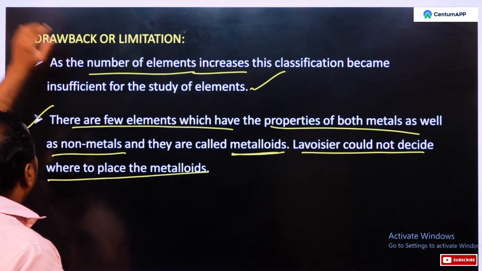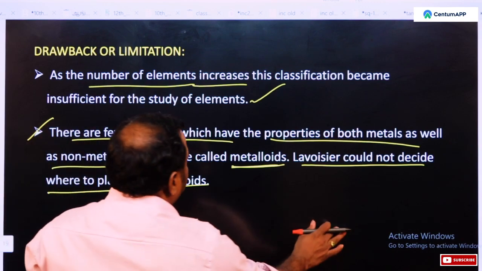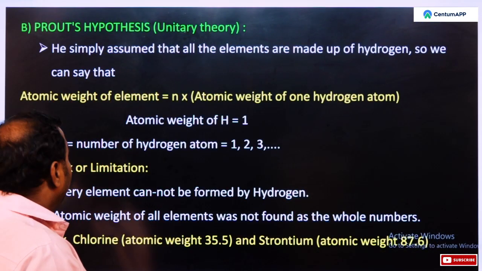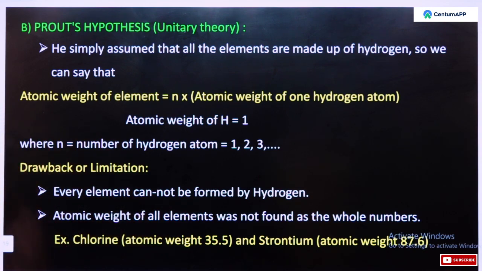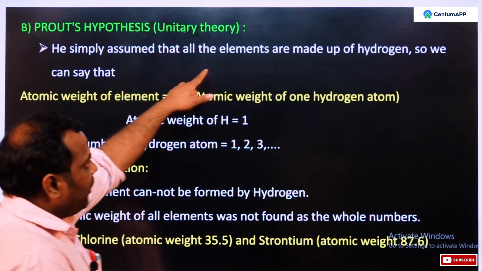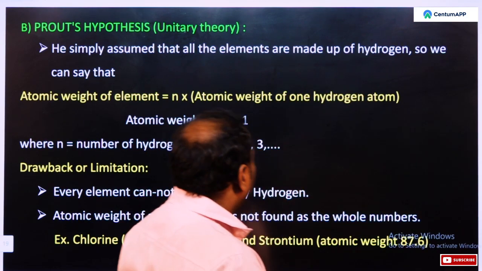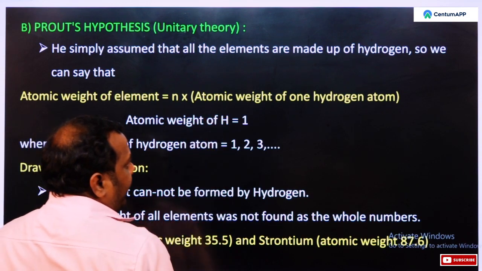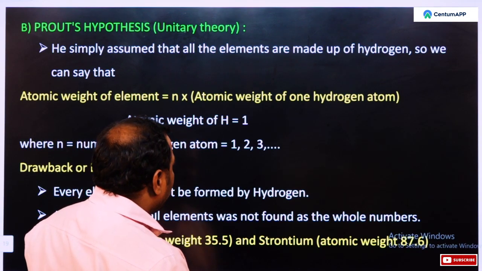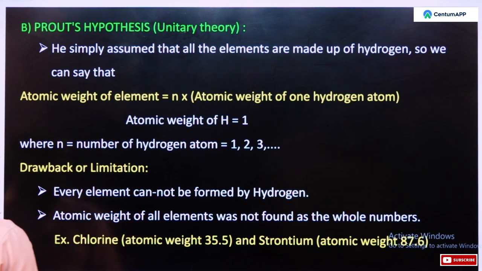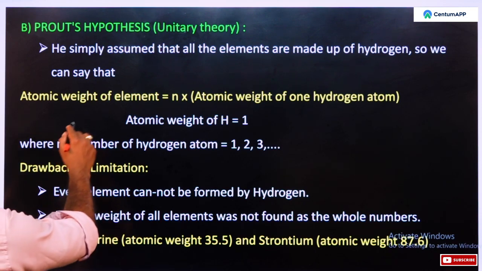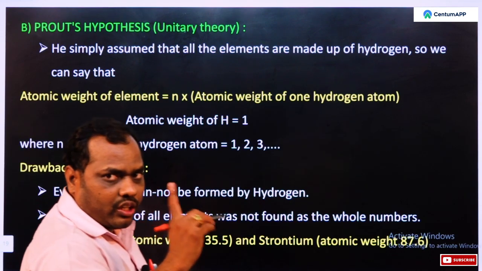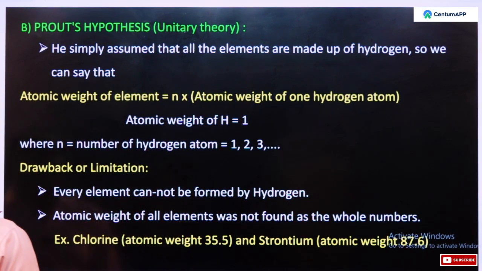Next one is Proust hypothesis, the unitary theory. He simply assumed that all the elements are made up of hydrogen. So the atomic weight of an element is equal to n times the atomic weight of one hydrogen atom. This is the Proust hypothesis formula.